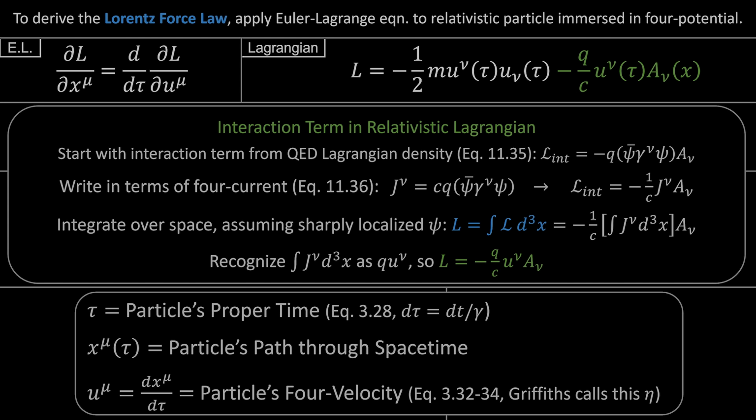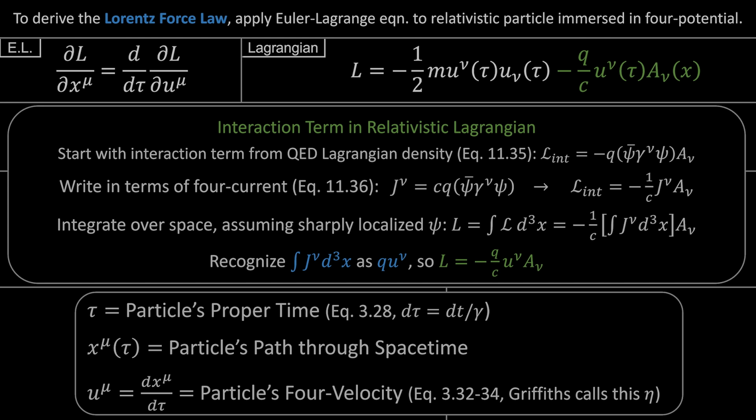Now, while we're doing that, we can notice that -1/c is a constant, so pull that outside the integral. Also, because the particle is going to be sharply localized, the 4-potential is not going to vary from one side of the particle to the other. If we're dealing with basically a point particle, then there's just going to be some value of A^ν there, and so we can pop the A^ν outside of the integral as well. Then, if you think about what it means to integrate the 4-current over some volume of space, you see that it ends up being just the charge of the particle times its 4-velocity.